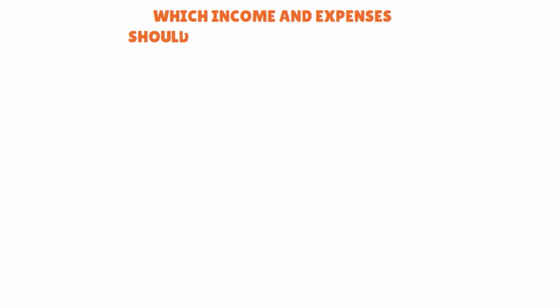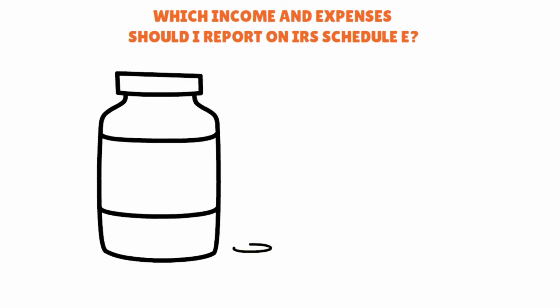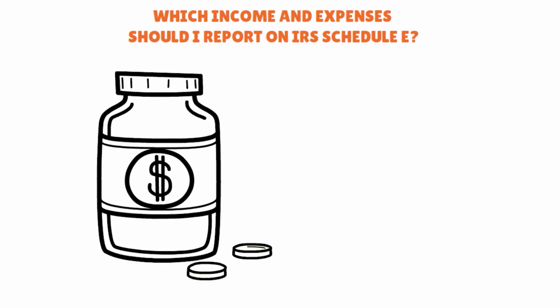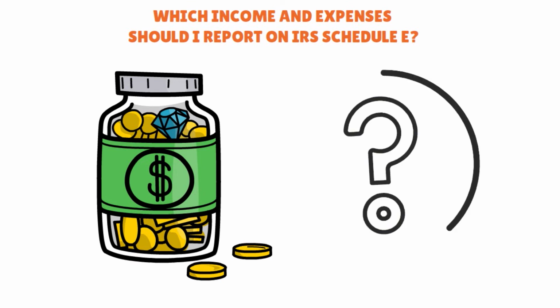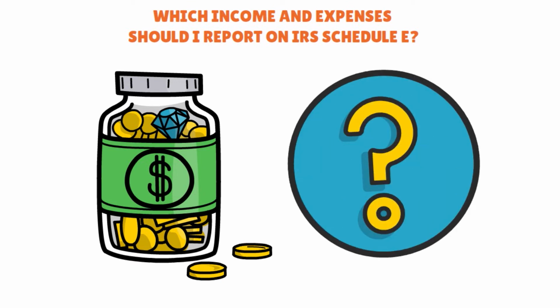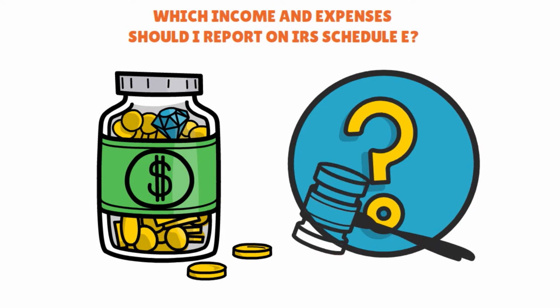So let's just talk about the income and expense items that you should report on IRS Schedule E. There are a few of them. I want to make sure that you're claiming all the credits that you deserve, all the write-offs that you deserve, and that you don't leave no dollar on the table. Don't leave no cash on the table to the IRS. So there are a few of them. All right. The expenses are where the legal tax avoidance strategy comes into play.